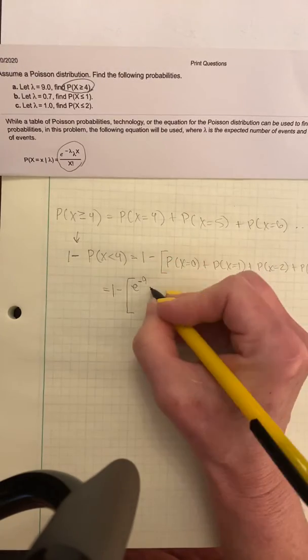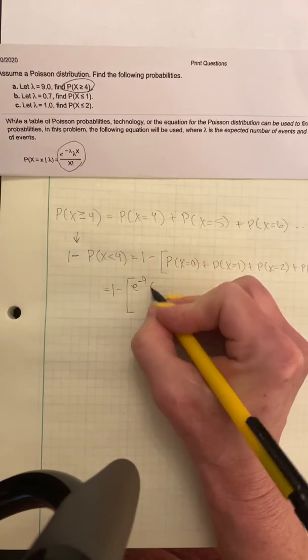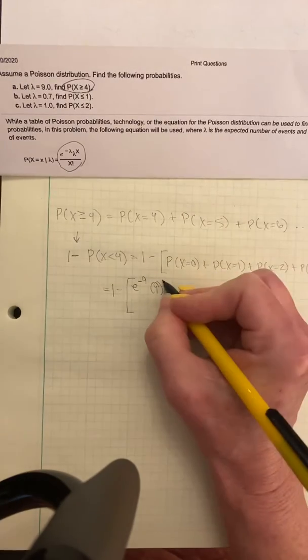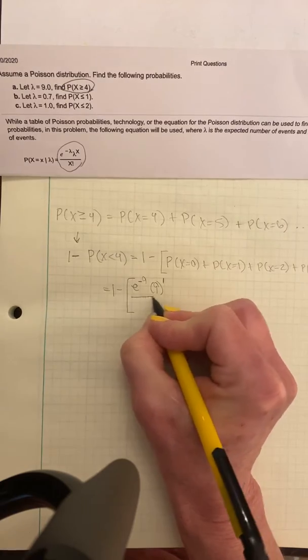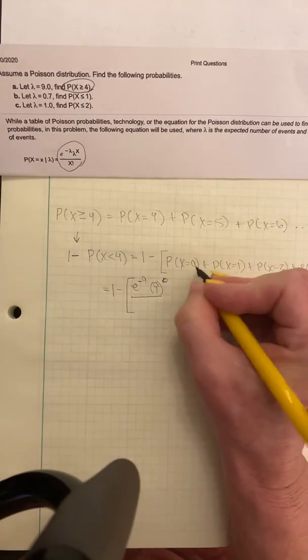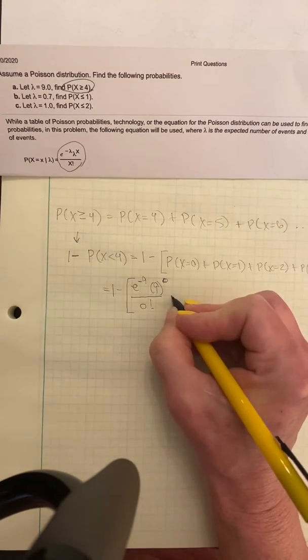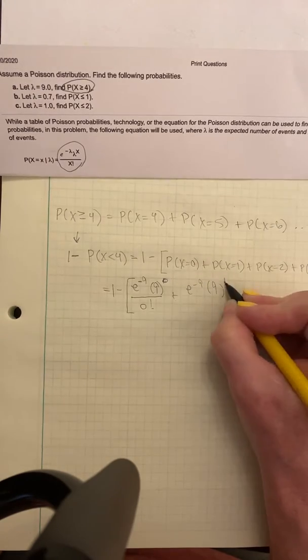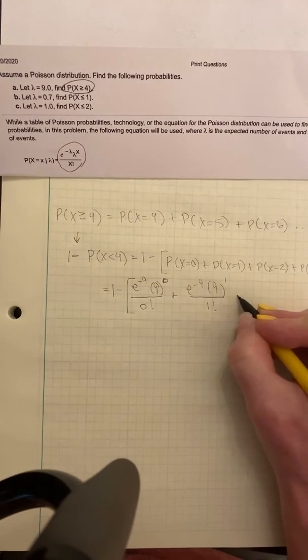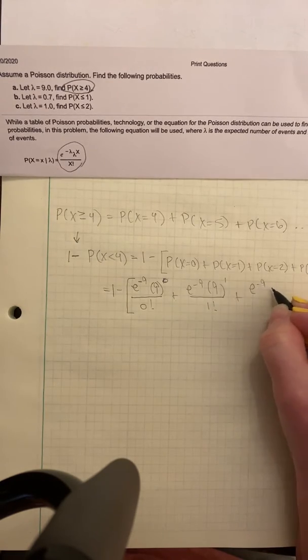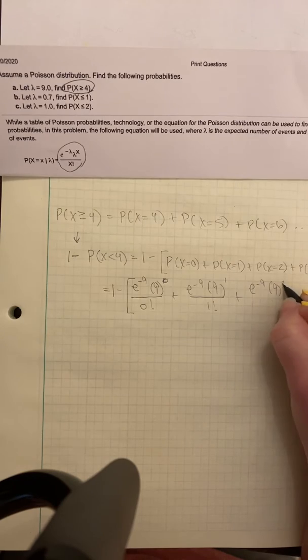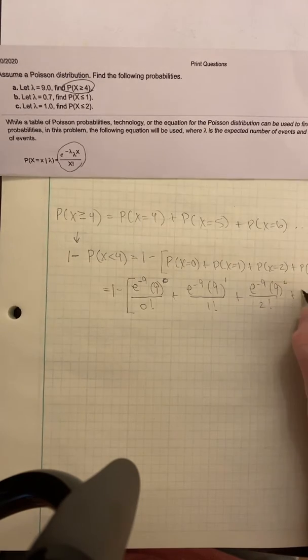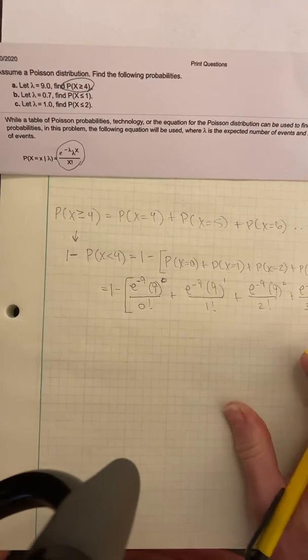I've got to put this in a calculator, and I'll make it easy. Lambda, again, let's just put 9. And that's to the x power. So for 0, we'd have a 0 there. Oh, sorry. 0 over 0 factorial. And then, again, here 9 is to the first power over 1 factorial. And we've got 9 squared over 2 factorial. And finally, 9 cubed over 3 factorial.